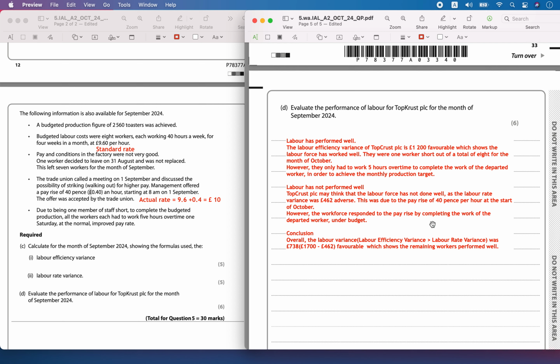However, we can say that the labor force responded and completed the job. Okay, and even though one worker had left, they worked overtime and completed the job under the budget.